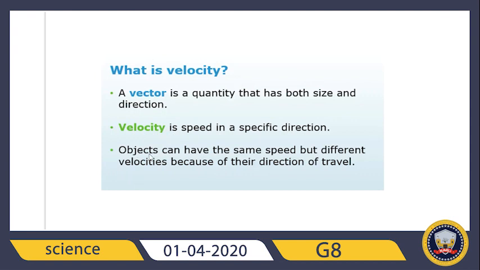So objects can have the same speed but different velocities. Why? Because of their direction of travel. For example, two objects are moving, one to the left, one to the right, but both objects are moving at the same speed. Because they are moving in different directions, we say that they have different velocities.